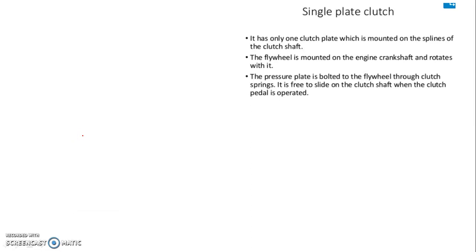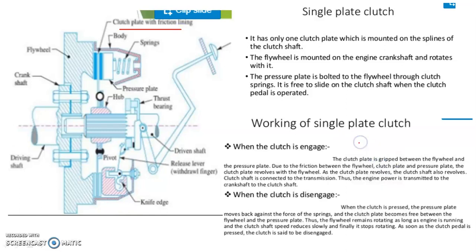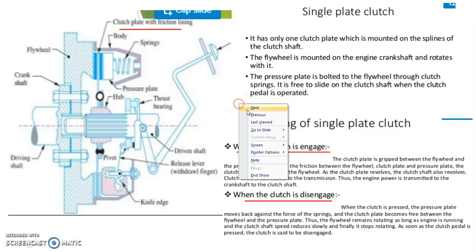Let us see what is the working of this type of single plate clutch. It has only one clutch plate which is mounted on the splines of the clutch shaft. That's why it is called single plate clutch. So this is a sketch of a single plate clutch. You will see here there is a clutch plate with a friction lining. So how it works? It has two operations, when the clutch is engaged and when the clutch is disengaged. So this is, in short, the working of single plate clutch.